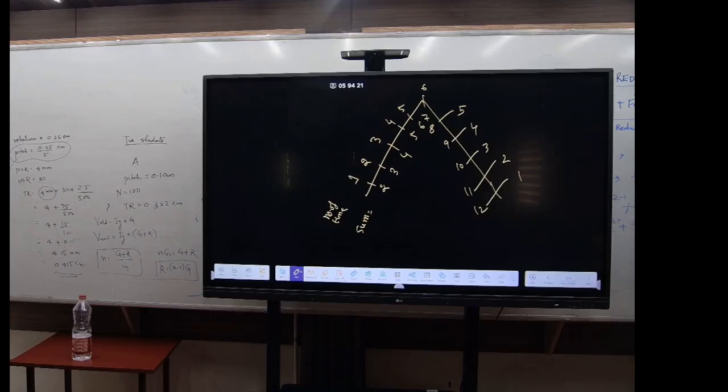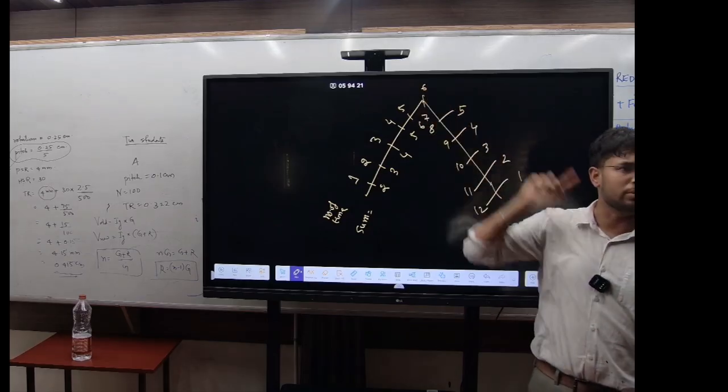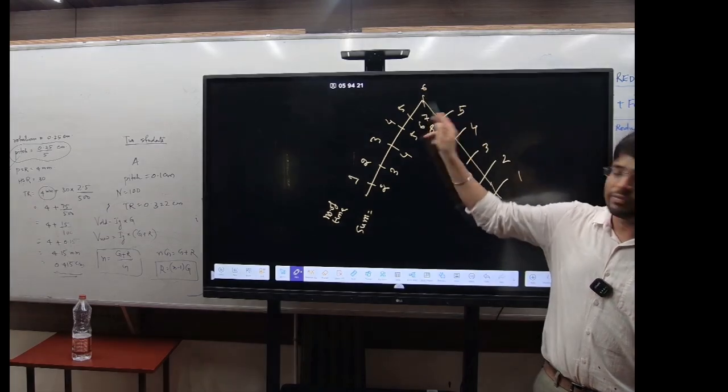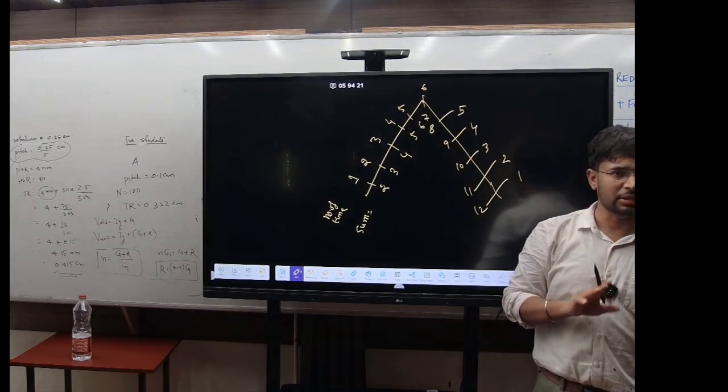So if I am rolling dice, these are the chances. Which sum has the highest probability to come? 7. You can see 7 is coming the most number of times, 6 times. Second highest, 6 and 8, 5 times. Is that understood?